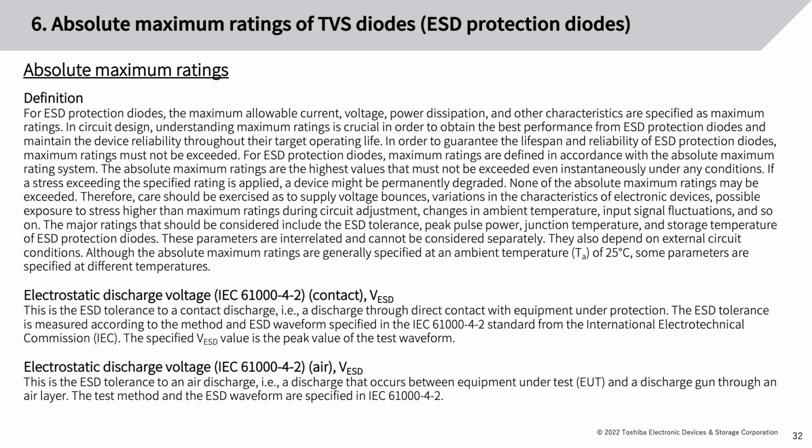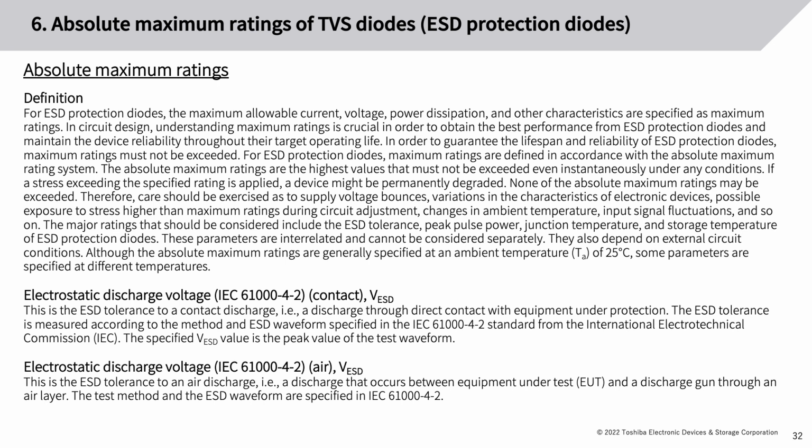Absolute maximum ratings of TVS diodes, ESD protection diodes. Absolute maximum ratings. Definition: for ESD protection diodes, the maximum allowable current, voltage, power dissipation, and other characteristics are specified as maximum ratings. In circuit design, understanding maximum ratings is crucial in order to obtain the best performance from ESD protection diodes and maintain the device reliability throughout their target operating life. In order to guarantee the lifespan and reliability of ESD protection diodes, maximum ratings must not be exceeded.